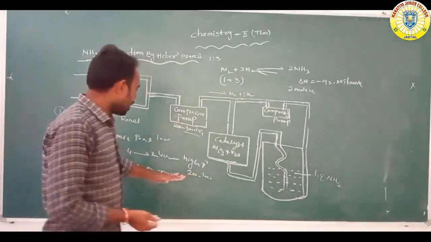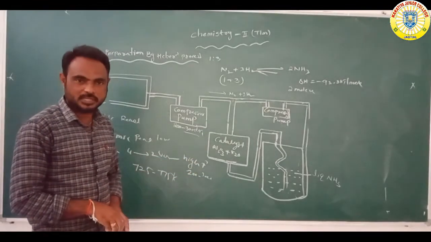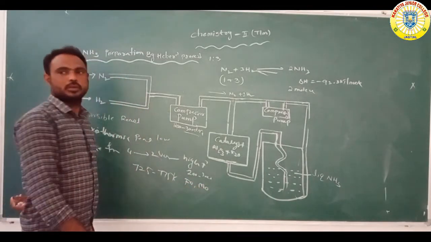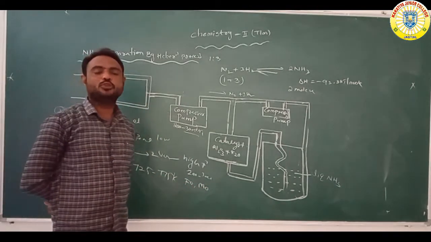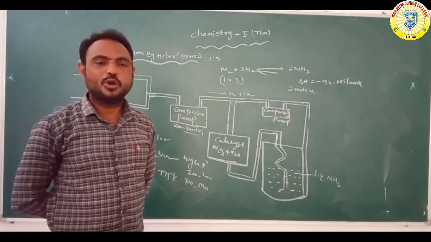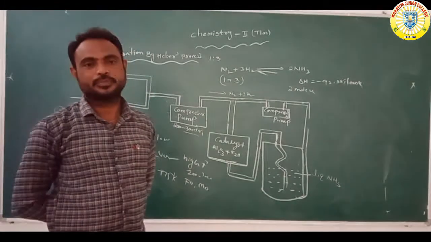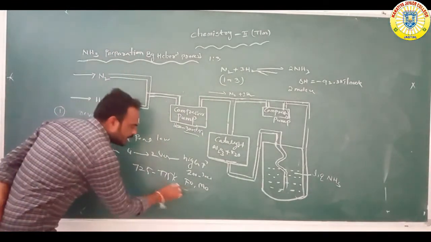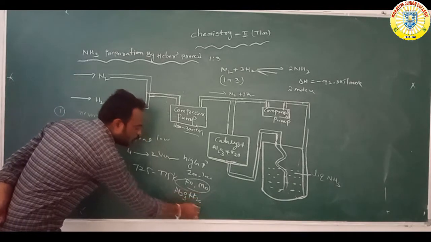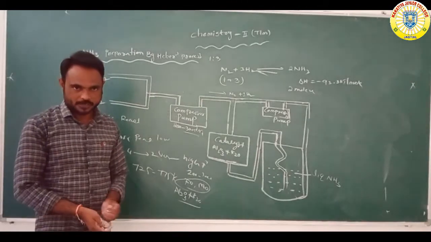At the same time, we have used a catalyst in this reaction. Iron is the catalyst and molybdenum is the promoter. The iron catalyst is mainly used to increase the rate of reaction. The promoter is mainly used to activate the catalyst. Also, in place of iron and molybdenum, we can use a combination of Al2O3 and K2O as catalyst.